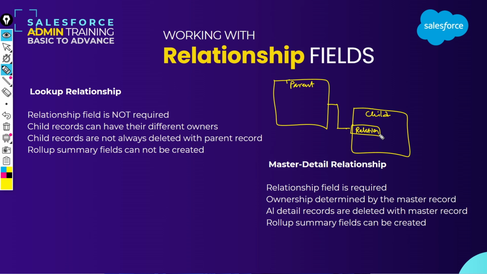So let's say if we talk about clients and projects. For us, the client object is the parent and the project object is the child. So you will need to create a relationship field on the project object and relate it to the client object. That's what is needed.